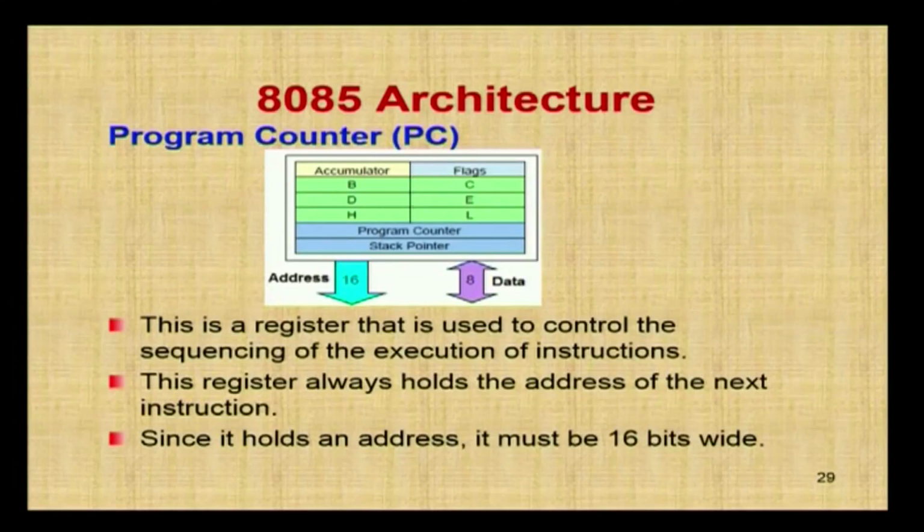Of course, later on we will see that we can change the flow of the program by using the jump instruction. Anytime we can change the content of the program counter and make it jump from that instruction to any memory location. Since it has to hold an address of 16 bits, it has to be a 16-bit register.